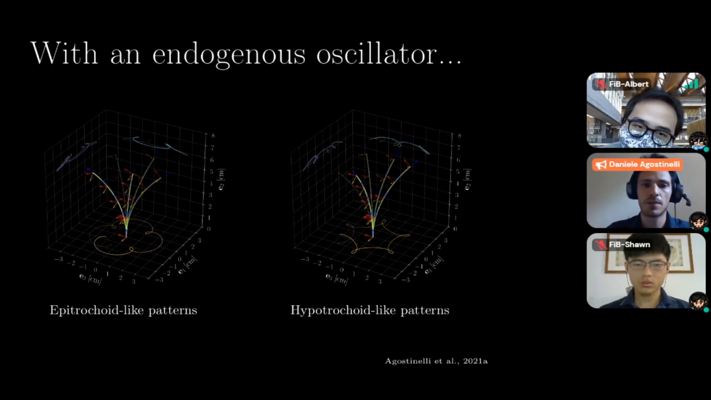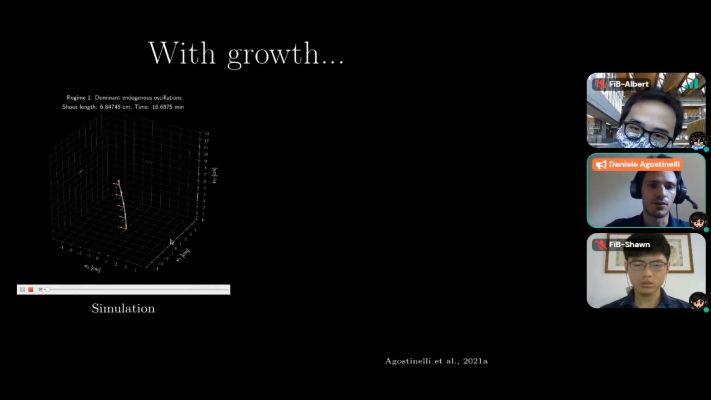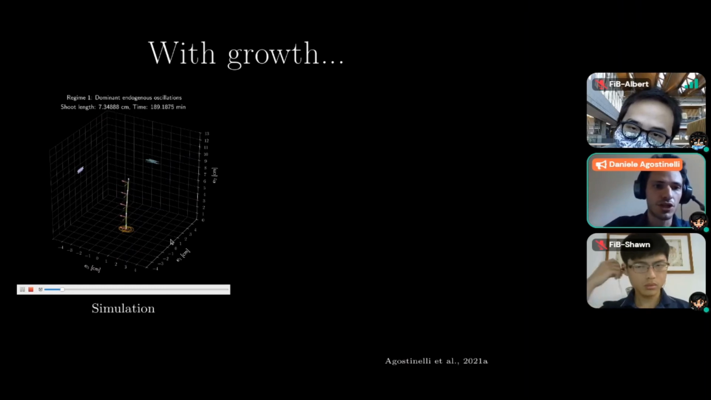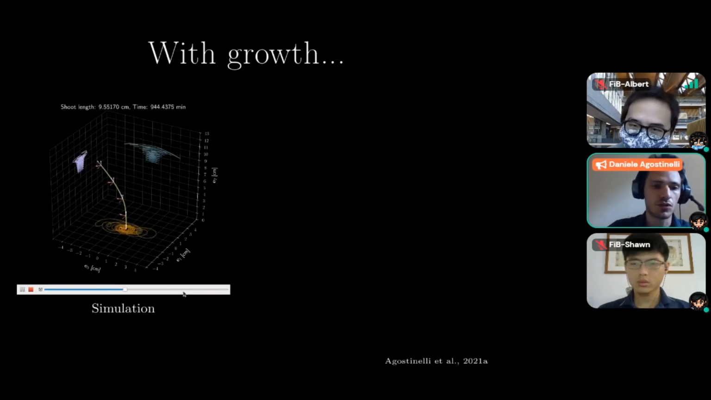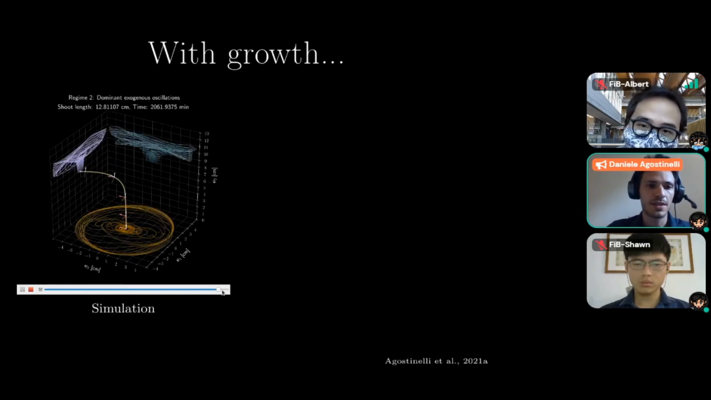So at this point, if we consider a shoot which is growing from an initial length which is subcritical to a final length which is supercritical, we see the transition of the shoot passing from an initial regime in which endogenous oscillations dominate the dynamics to an intermediate regime in which both endogenous oscillations and exogenous oscillations due to the Hopf bifurcation compete, to arrive finally at a stage in which exogenous oscillations are dominant.